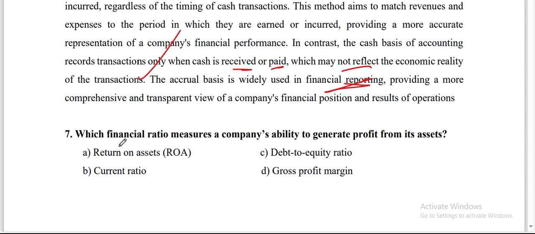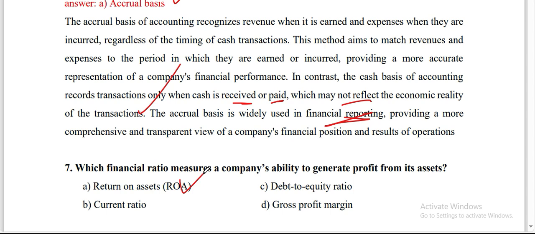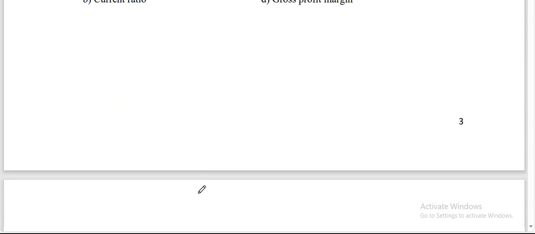Question number seven. Which financial ratio measures a company's ability to generate profit from its assets? A, return on assets. B, current ratio. C, debt to equity ratio. D, gross profit margin. So the answer for this question is option A, return on assets, the financial ratio that measures a company's ability to generate profit from its assets.